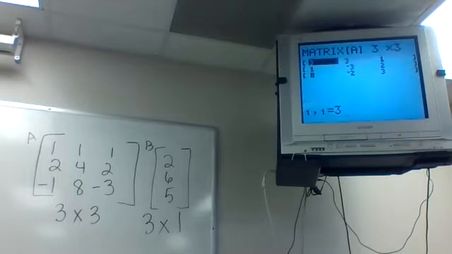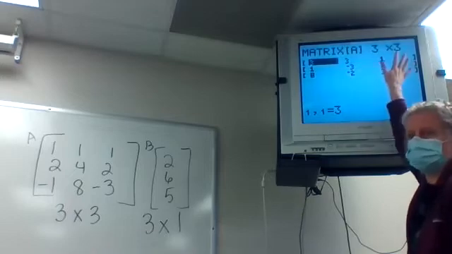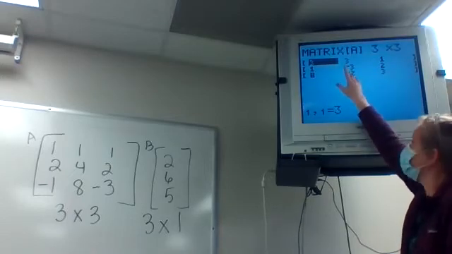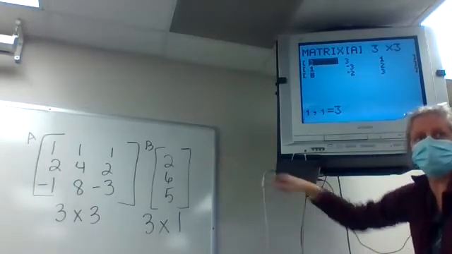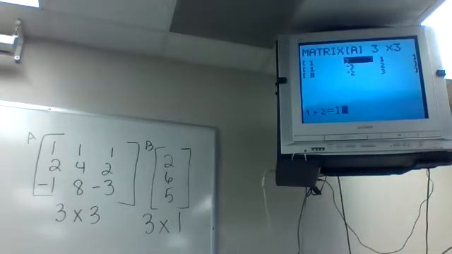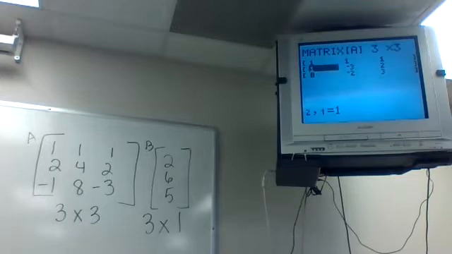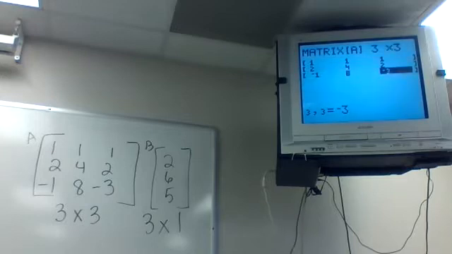And then enter your rows. So it's going to go across the top. So what do I need? Mine just is from the last problem I worked last class. So what do I need this to be? 1, 1, 1. So just 1, enter, 1, enter, 1, enter. My second row is 2, 4, 2. My last row is -1, 8, -3.